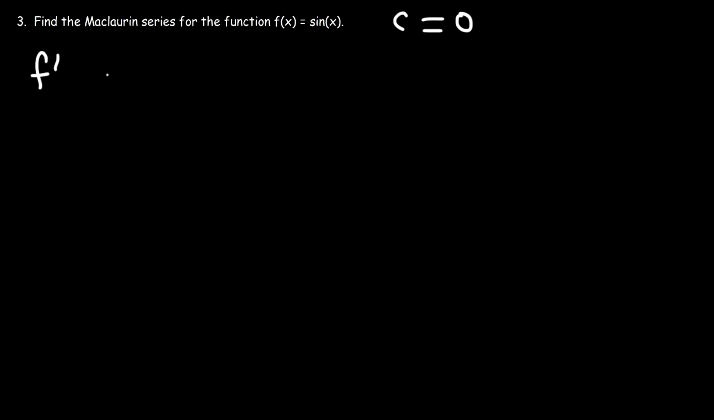Now the first derivative, which is the derivative of sine, that's going to be cosine. And then the second derivative is negative sine x.